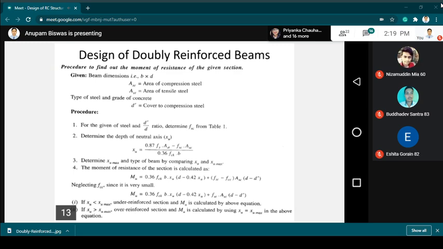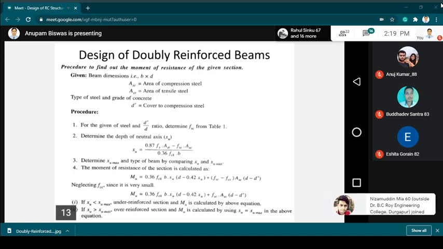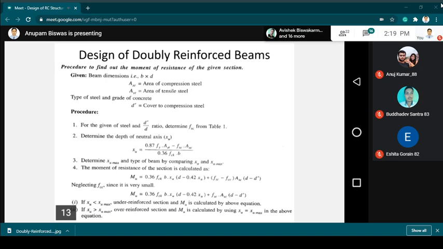After that we have to determine the value of neutral axis, from the value of FSC obtained from the table by using SP16. FSC is the stress in compression steel. Next we have to determine the value of XU max, that is by comparing the values that are obtained of XU and XU max.